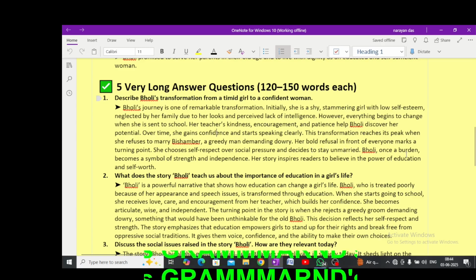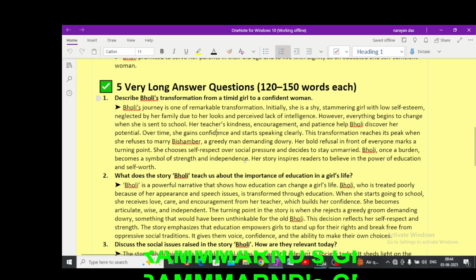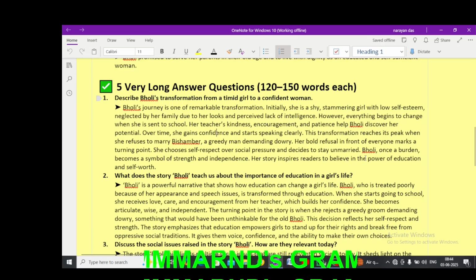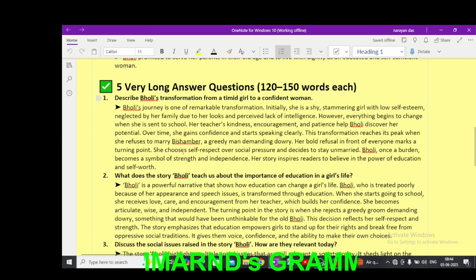Bholi, once a burden, becomes a symbol of strength and independence. Her story inspires readers to believe in the power of education and self-worth.